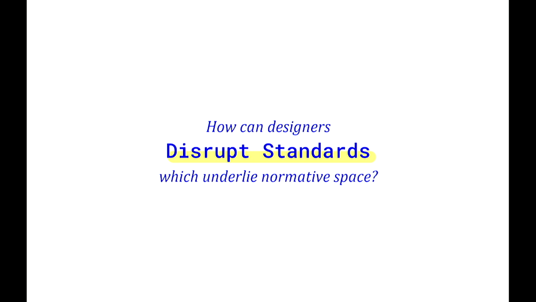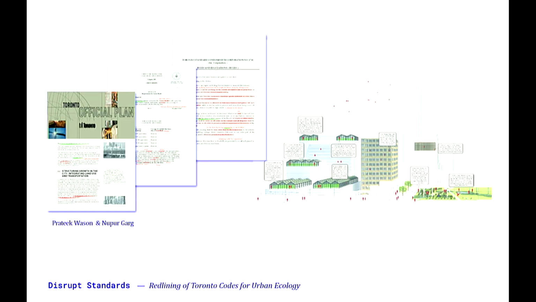So the second question is, how can designers disrupt standards which underlie normative space? The goal with this was to bring attention to spatial discriminations embedded within the system of architectural production. For the final project of this seminar, students had to come up with a speculative fabulation, some kind of imagined project where they were operating as moles within the architectural profession to say, what do we need to change to bring about a new practice? And so Pratik and Nupur redlined building codes and condominium regulations in Toronto to say, how can we bring new urban and ecological action to the city and development in that way.